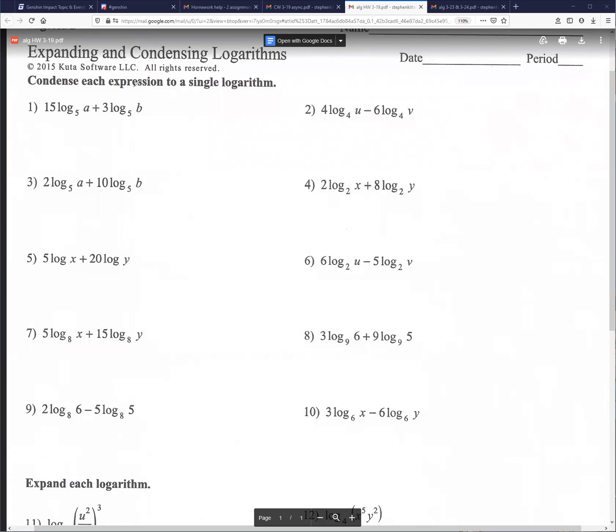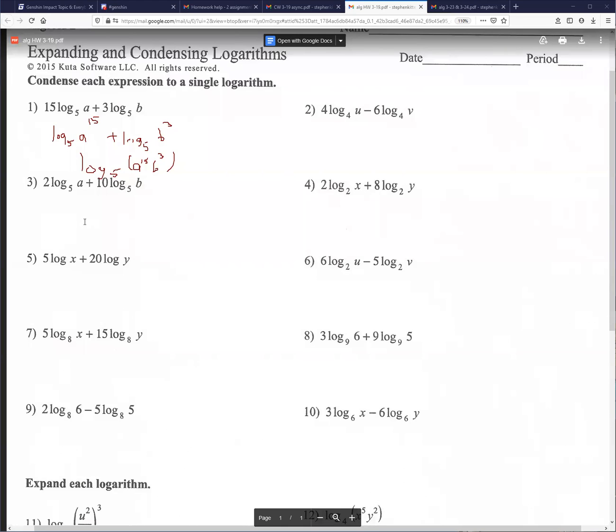All right. Log properties. Right. So we're going to say, rewrite this with powers. Log 5 of a to the 15th plus log 5 of b to the third. And then we're going to bring them together using the sum to multiplication property, log base 5 of a to the 15th, b to the third. Similarly, all these other ones, we can do the same idea.